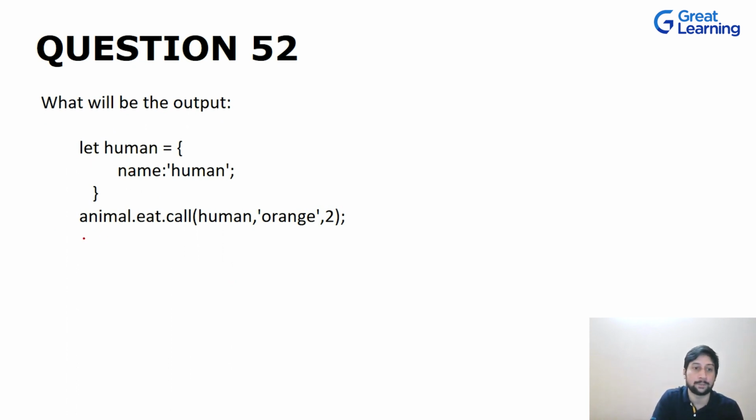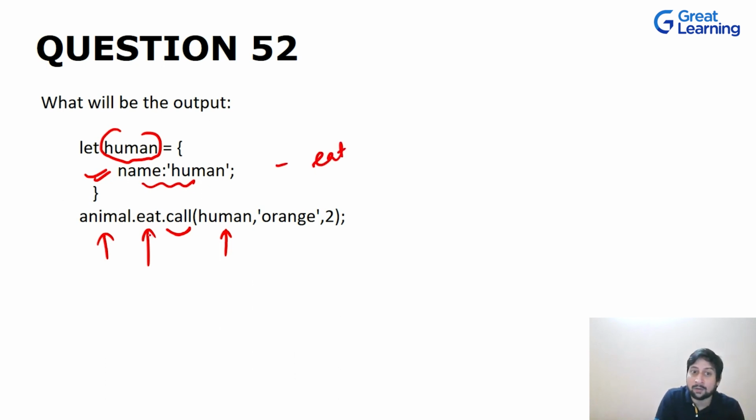As you can see over here, we are using animal, that is the earlier object, and then we are calling the eat method. Now we are using this call, and then we have this human, which is this object over here, which is having only one property, that is name. It does not have eat, but still we are calling this method. How can we do that?